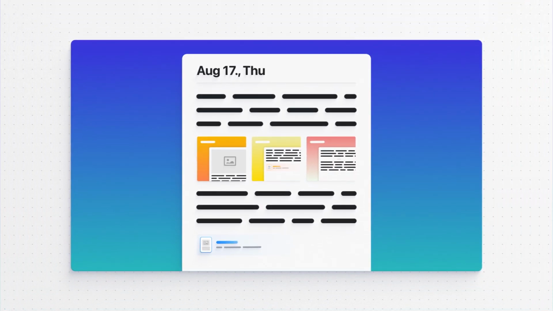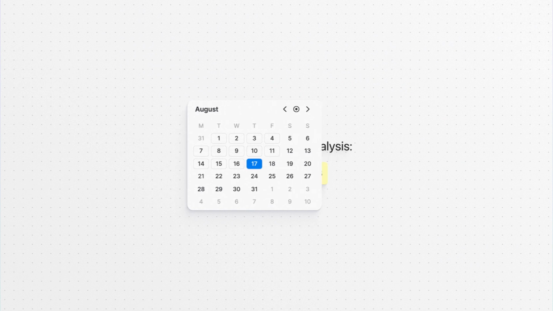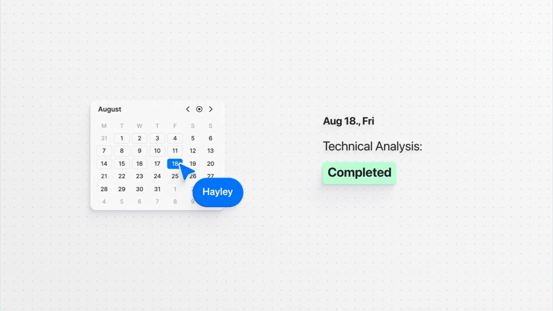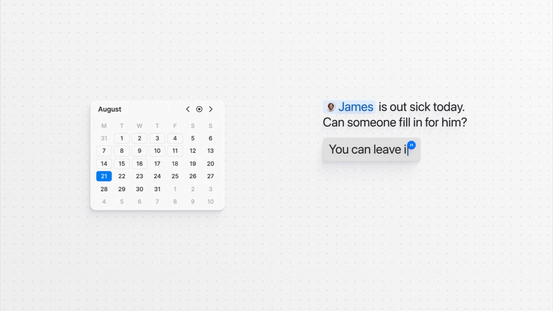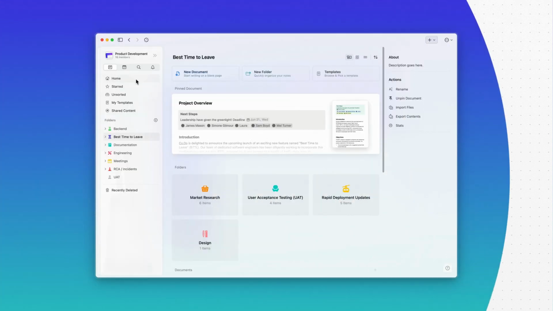Craft is the perfect place to align everyone in your team. Daily notes allow you to keep track of projects, solve problems, and give feedback asynchronously, leaving your team free from meetings to do what they do best.